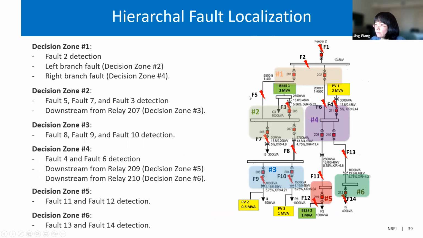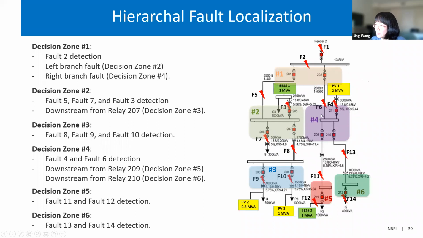So we actually have defined the 6 zones, as you can see here. The zones are designed to correlate between zones and then see if the relay is within that zone, or outside of that zone, or the responsible relay. For example, for decision zone 1, if it detects fault 2, and if there's a left branch fault, then we think this is the responsibility of decision zone 2.